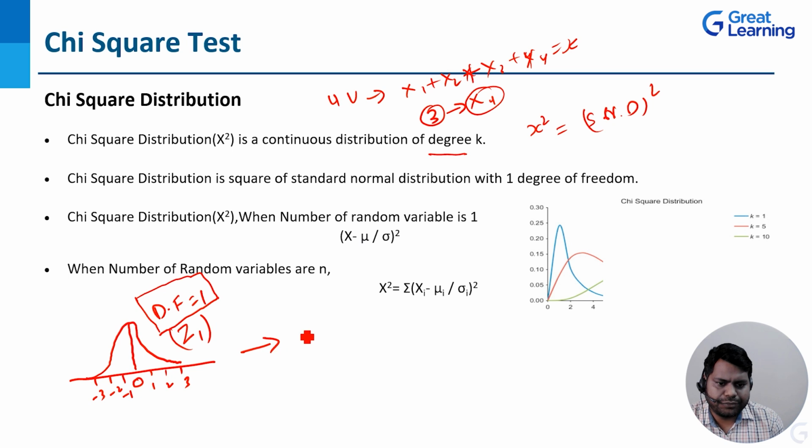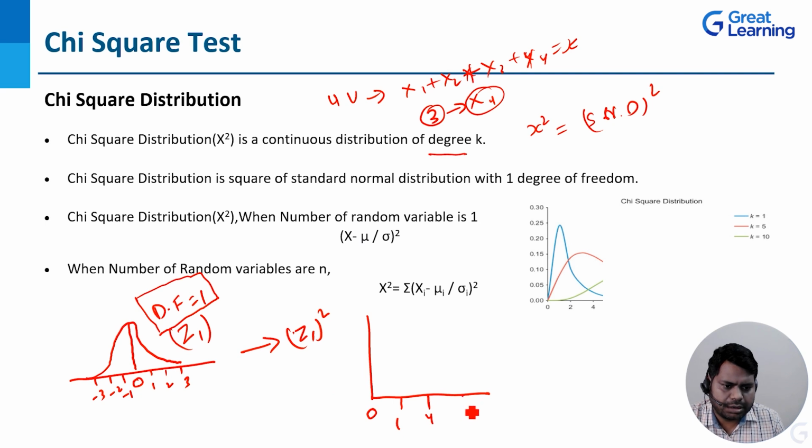So in that case, if we do the square of Z1, what do we get? We will get a graph something like this. Here it will be 0. So what is 1 square? 1 square is 1. Minus 1 square is also 1. Similarly, -2 square and 2 square is 4. Similarly, 3 square and -3 square is 9. If we plot this, we will get a graph something like this. So this is chi-square distribution with degree of freedom 1.